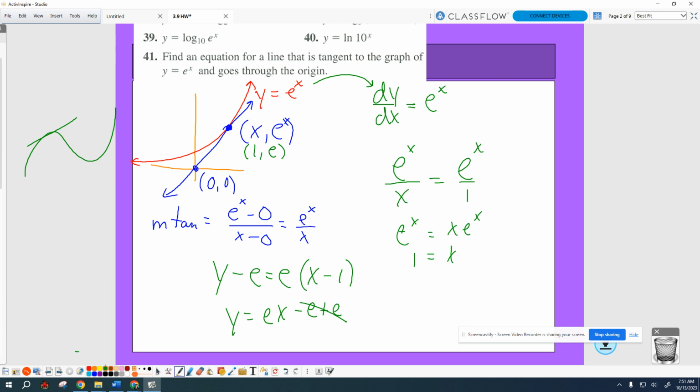Why is the slope just e and not e to the x? Oh, because you plug in 1 and it's at 1. There you go. Thank you for answering your own question. Love it.